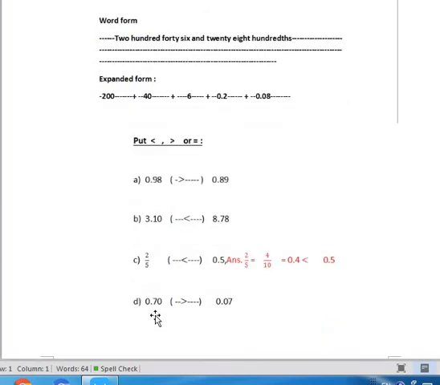Here I have 0.70 and 0.07. What do you think? Here 7 is greater, so 0.70 is greater than 0.07.